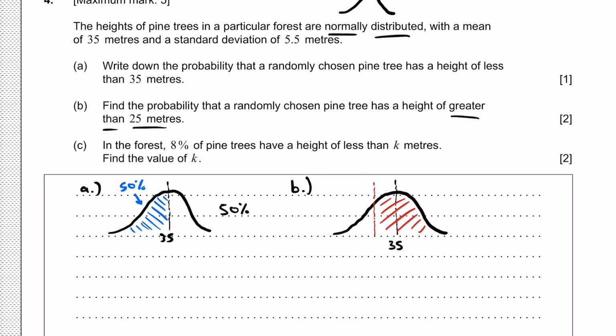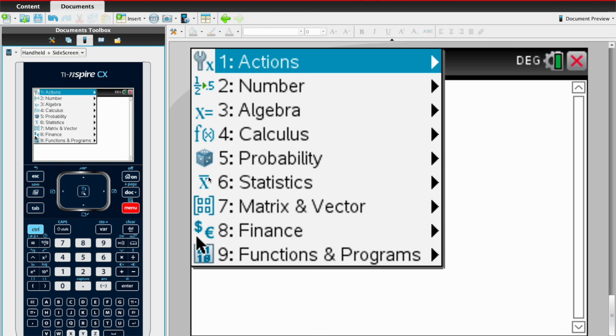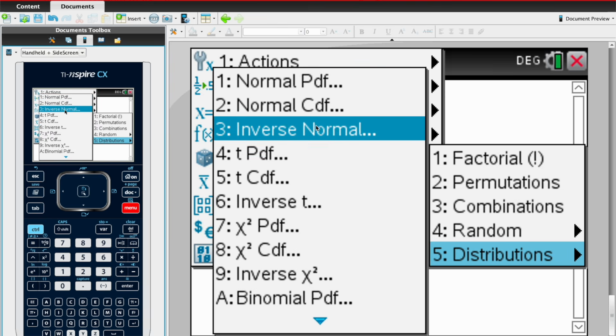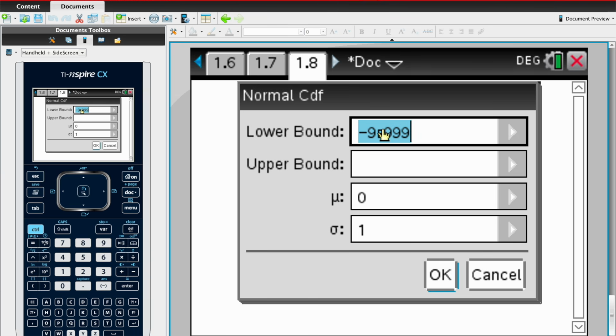For this, we're going to need to go into the calculator to work it out. Let's go menu, probability, distributions, and in this case, NormCdf. Lower bound, height greater than 25 meters. Upper bound, we can choose something realistic. You could put 10,000 if you want, even though pine trees wouldn't get that tall. 100 should be fine. Mean is 35, standard deviation is 5.5. You just want to make sure that you cover everything under the normal curve to the right of this lower bound of 25. Given that the standard deviation is 5.5, 100 is going to be enough.